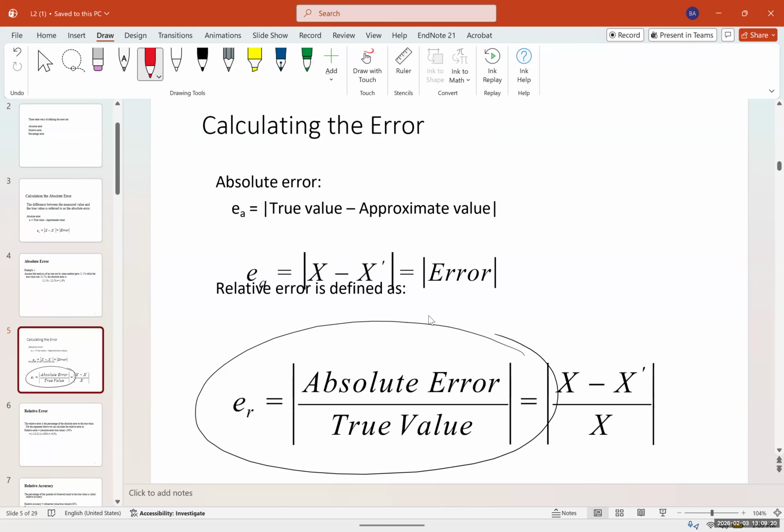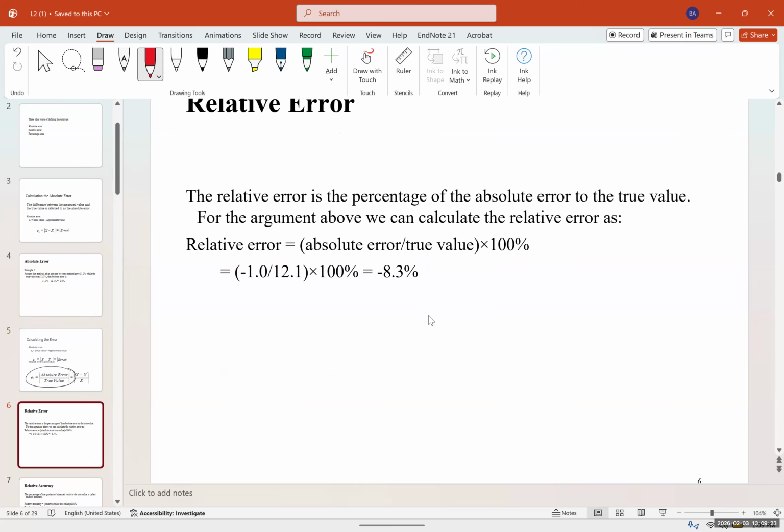So for the same problem, the true value was 12.1 and the absolute error was 1. So the relative error is going to be 1 divided by 12.1 times 100, which gives us a relative error of negative 8.3%. Usually we are just interested in the magnitude, which is going to be equal to 8.3%.